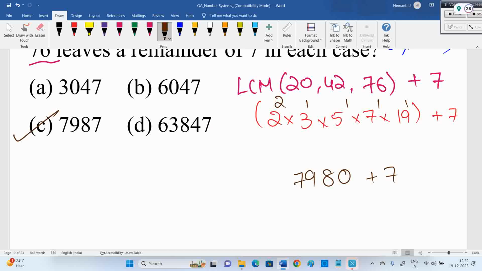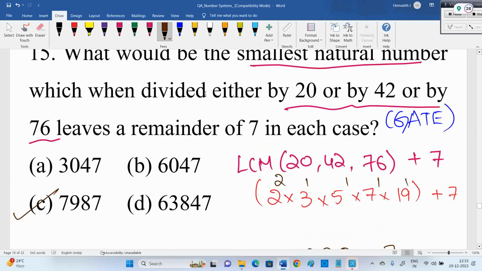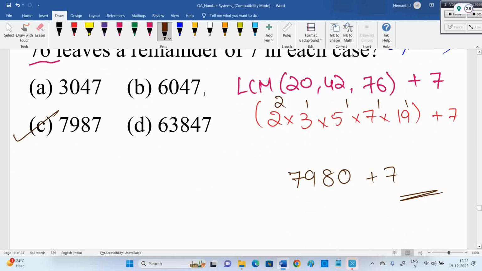So option C, 7,987. If they ask remainder 3 in each case, it would be 7,983. Remainder 7 in each case, remainder 3 in each case means that you add the extra. 7,980 is exactly divisible by the given numbers, but they want remainder 7, so add 7 to that. Right, so let's see the next question.